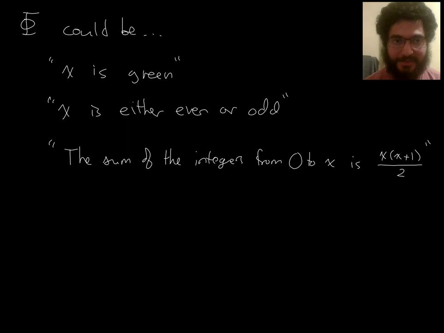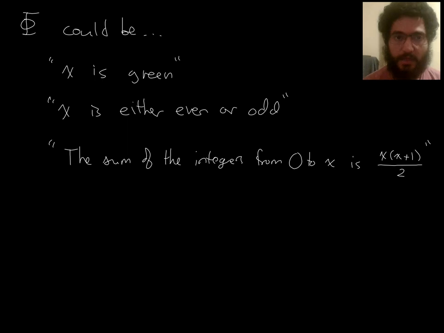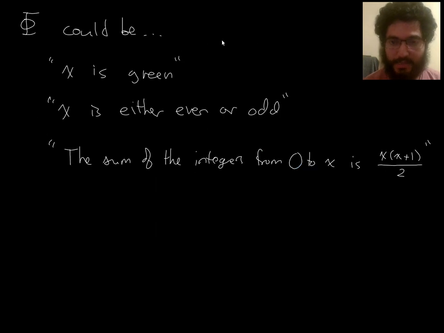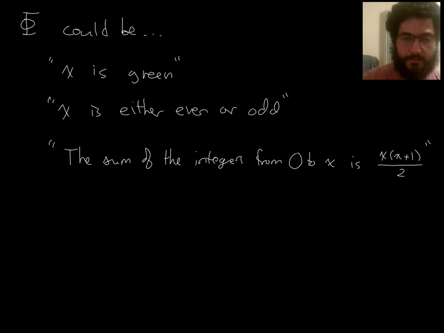First prove that the sum of the integers from 0 to 0 is given by this formula. Then you would have to prove that for all natural numbers n, if the sum from 1 to n is given by n times n plus 1 over 2, then it follows that the sum from 1 to n plus 1 is given by that formula. Then you can deduce that the formula works for all natural numbers. Here's another example.